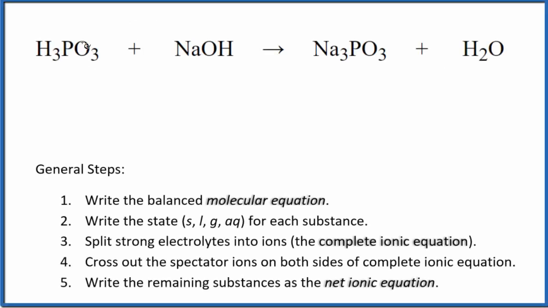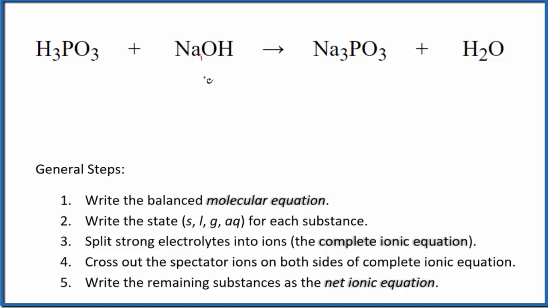Let's balance the net ionic equation for H3PO3 plus NaOH. This is phosphorus acid and this is sodium hydroxide. So the first thing we need to do when we're working with these net ionic equations is balance the molecular equation. This is our molecular equation.